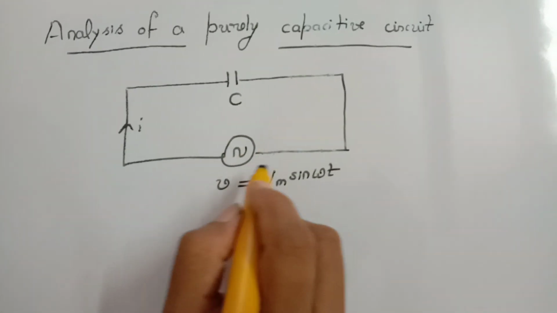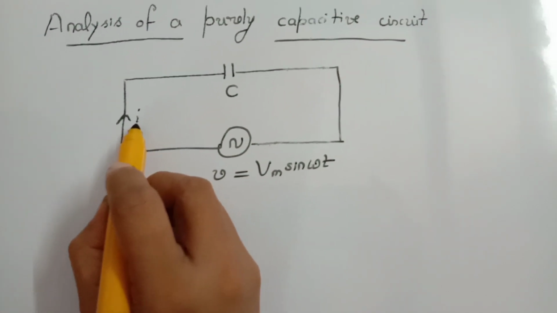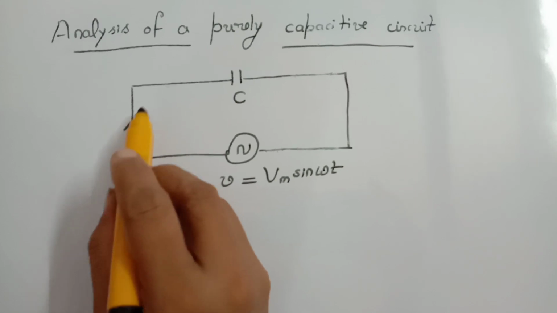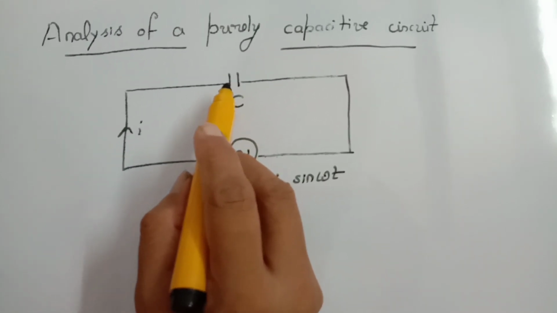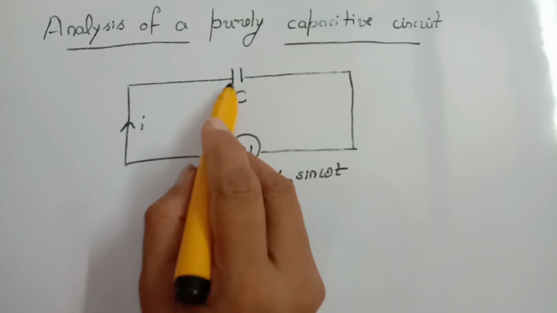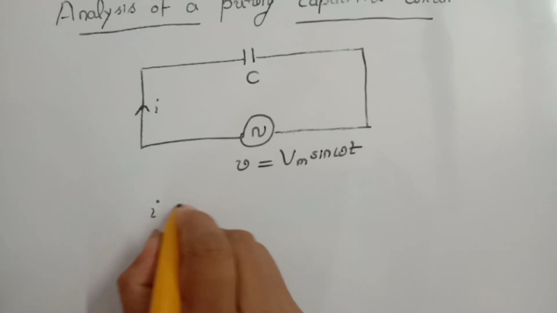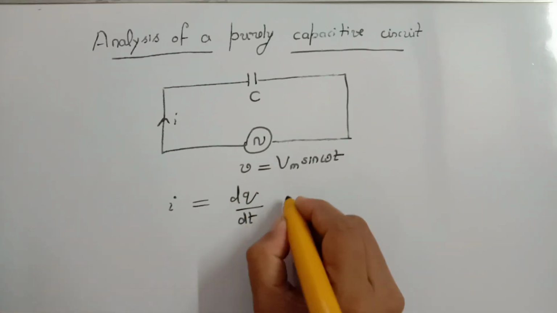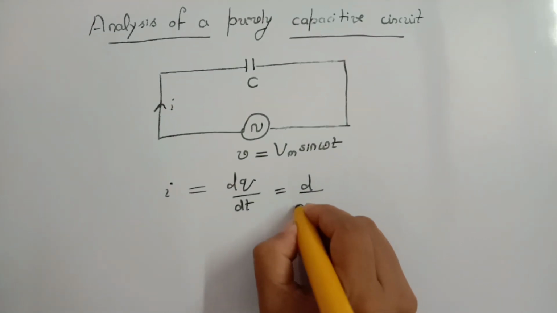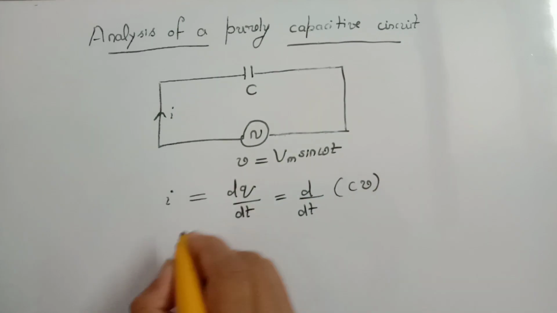When AC supply is given to a capacitor, the alternating current I will flow through the circuit and this current will charge the plates of the capacitor. Let us consider q coulombs be the charge collected on the capacitor. The current I which flows through the circuit is given by I = dq/dt, or we can write this as d/dt of C times V.